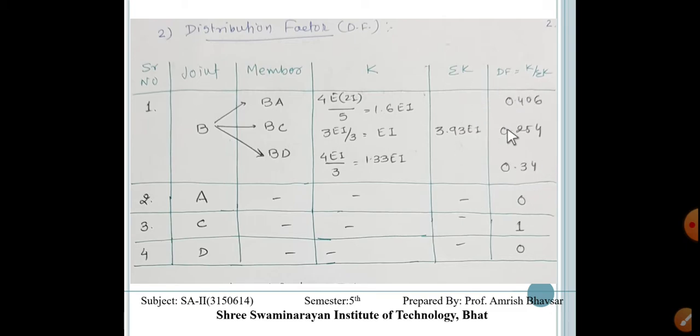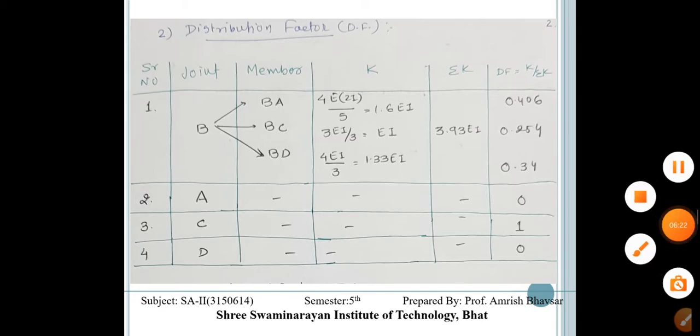Whenever we have to cross check these things, the summation of the distribution factors at a particular joint is 1, and here it is 1. Now at A the support is fixed, so the distribution factor is 0. At C it is a hinge, so the distribution factor is 1. Here at D it is 0 because it is fixed. Now from this table we have to prepare a moment distribution table, and we have to distribute the moment and carry over that moment.